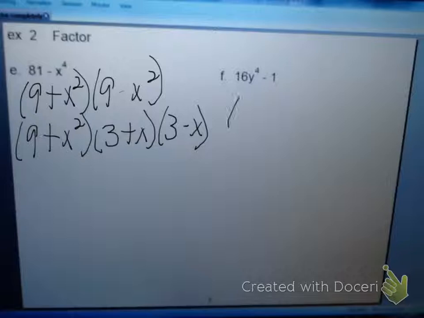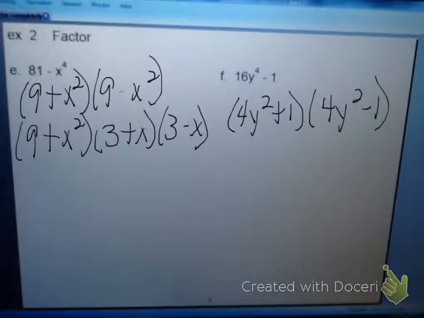Example F, that's 4y squared plus 1 times 4y squared minus 1. Now again, you cannot do anything with the 4y squared plus 1, but the 4y squared minus 1, that's a difference of two perfect squares.